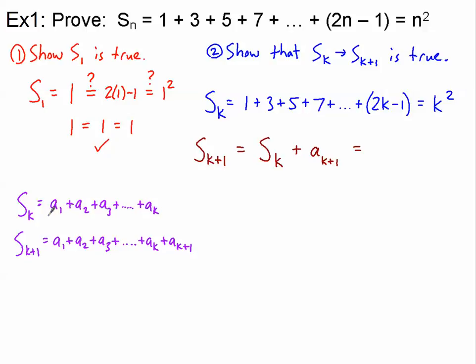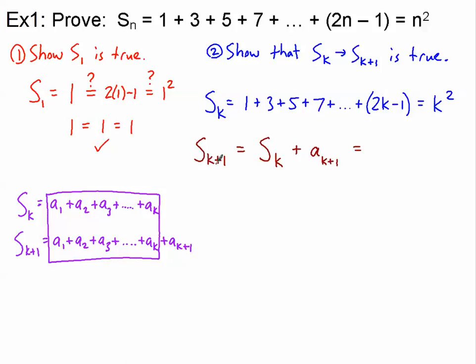So S sub k represents the sum of the first k terms. S sub k plus 1 represents the same k terms added up plus one more. So that's how I always like to think of S sub k plus 1. It's all of S sub k again, plus one more term. Okay, so let's keep going with this.